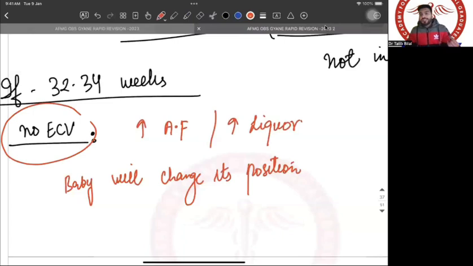But if the same patient is coming to you at 32 weeks, and you know during 33, 34, 35 weeks the amniotic fluid is at its peak. So there is a very huge amount of amniotic fluid.